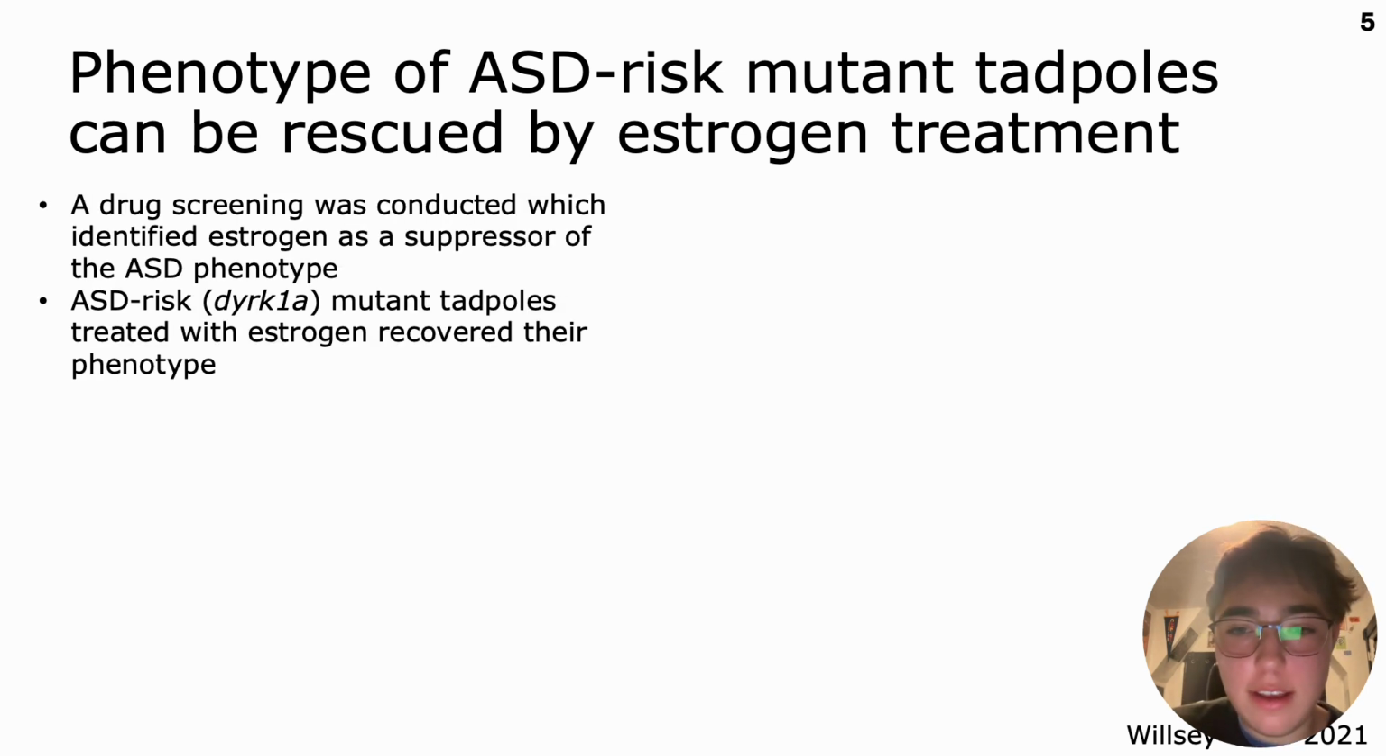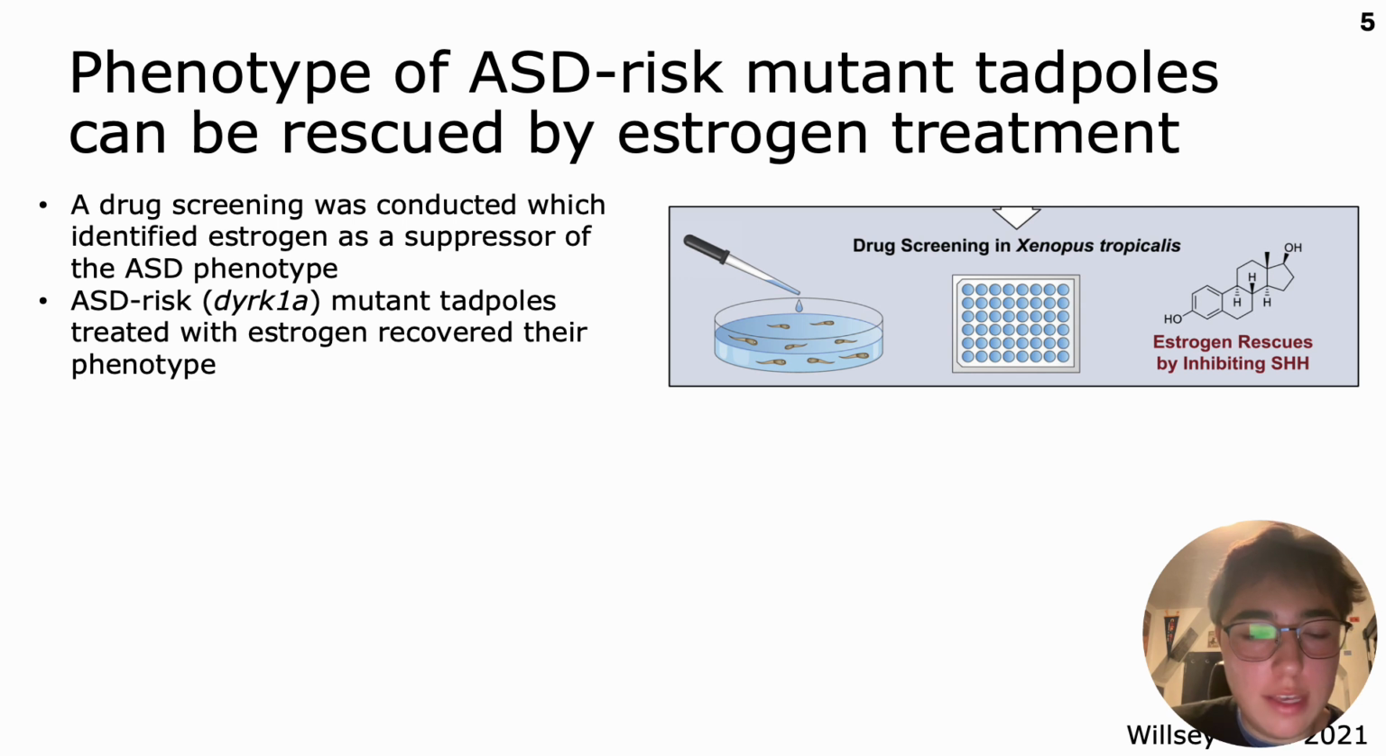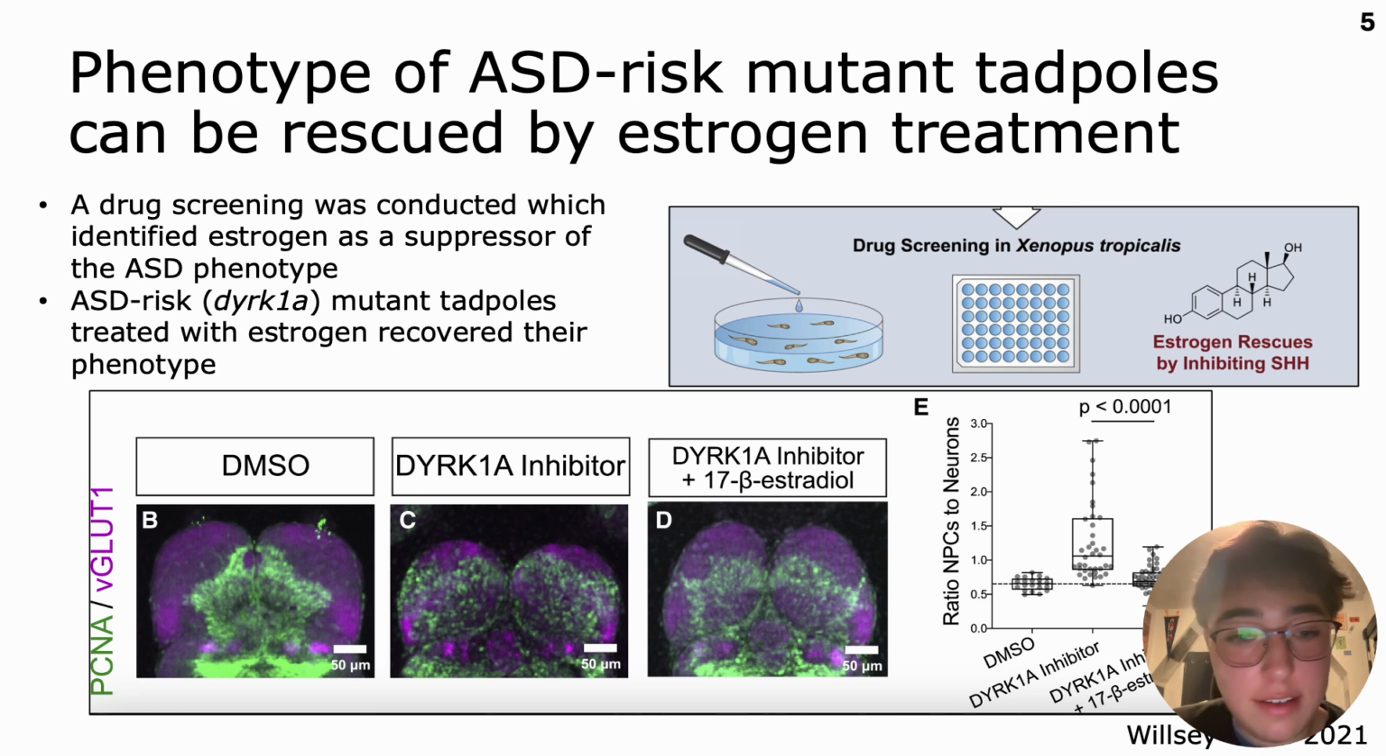They also conducted another study that found that estrogen reduced the ASD-like phenotype in the ASD mutant tadpoles. They conducted a drug screening that found estrogen was a suppressor of the ASD phenotype, and then they went ahead and tested to see if that would actually phenotypically restore the control phenotype in an ASD mutant. And they found that ASD risk mutant tadpoles were able to recover their phenotype when they were treated with estrogen.